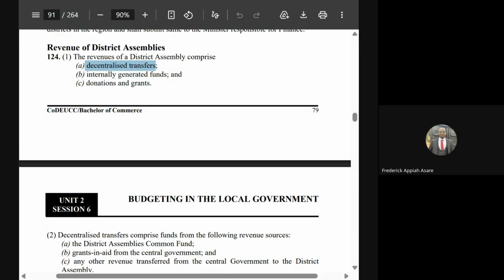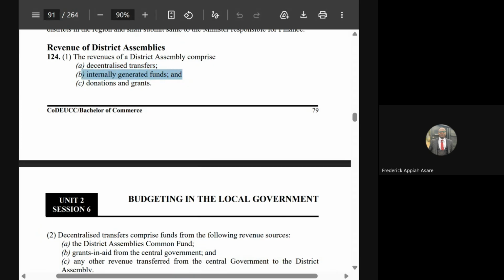So the central government will always send money or add in their budget. They will add money to it, that this is the amount that they are to send to the district assemblies. So every year, the central government is expected to transfer monies to the district assemblies. That is one of their main sources of revenue. So we have the decentralized transfers that usually come from the central government.